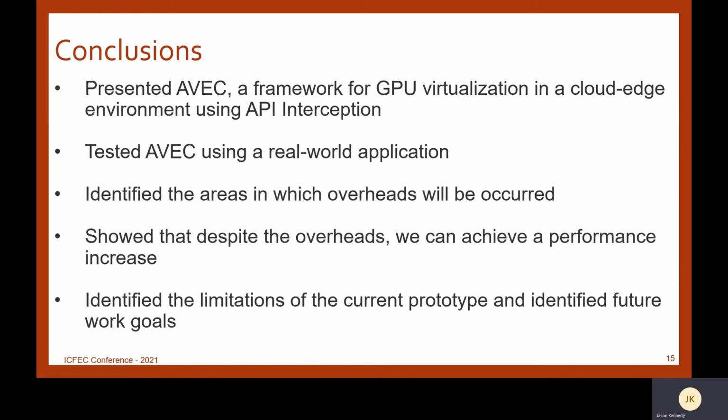So finally, for our conclusions, firstly, we presented AVEC, which is our framework for GPU virtualization in a cloud edge environment, and we use API interception to achieve that. We tested and showed you the results of using AVEC with our real-world application OpenPose. We went on to identify the areas in which the overheads occurred, and we discussed the overheads. And then we showed that despite these overheads, we can still achieve a performance increase of up to 7.5 times with the video.